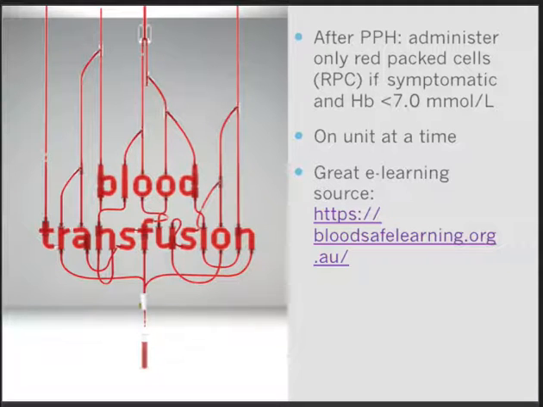Blood transfusion, important that we realize that blood transfusion is still administering a drug with its specific risk. After a postpartum hemorrhage, we would only administer red packed cells if the woman is symptomatic, so she is tachycardic or dizzy, and her hemoglobin is less than 7.0 millimole per liter, and we would administer 1 unit at a time. So there's a great learning source, and you see the direct link here. It is the Blood Safe learning webpage.